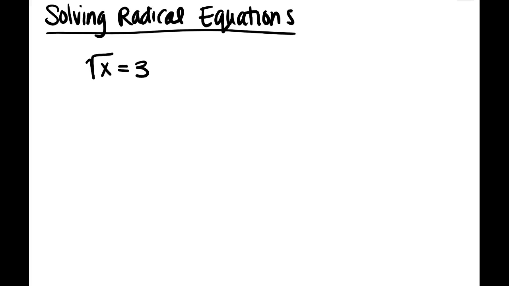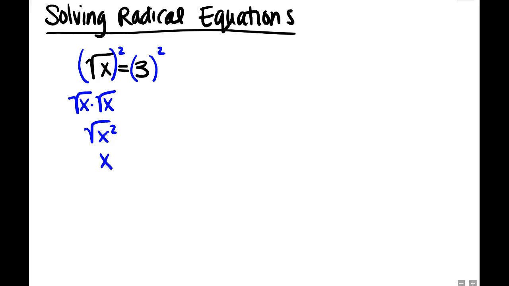I use "undo" in quotation marks. Since they are inverses of one another, they undo each other, so we can actually do this to both sides of an equation. We can square both sides of the equation. It's okay, we're being fair. If we take the square root of x and square it, we'll pretend to be slow about this. Well, that's the square root of x times the square root of x, which is the square root of x squared, which we know is just x.